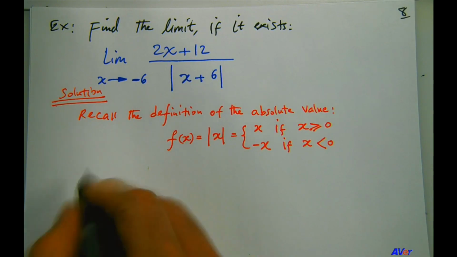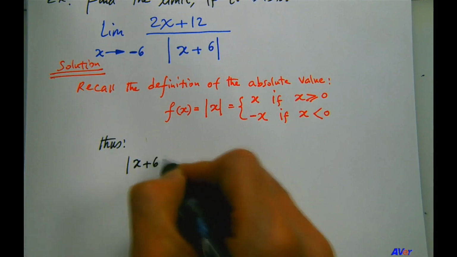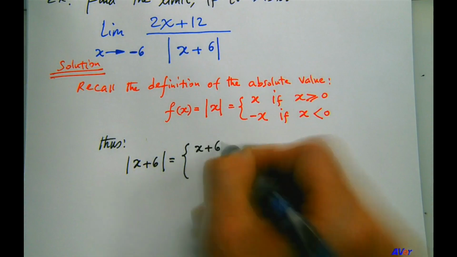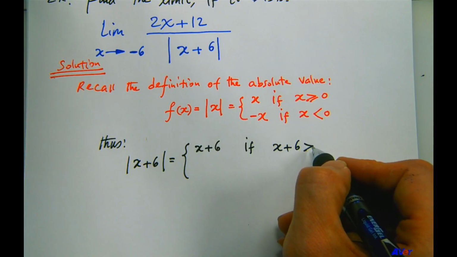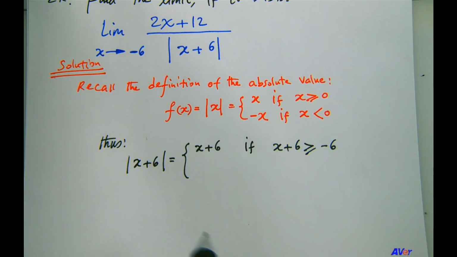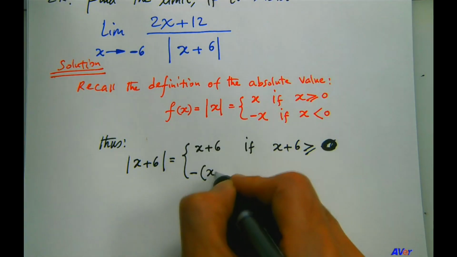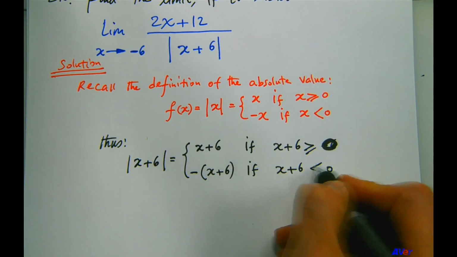So thus, we can say the following. The absolute value of x plus 6 is equal to x plus 6 if x plus 6 is greater than or equal to 0. No, sorry, let me correct that: greater than or equal to 0, not negative 6. And it's equal to minus (x plus 6) if x plus 6 is less than 0. Okay, we know that. So let's simplify this.